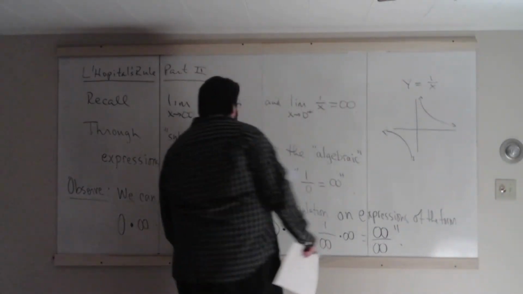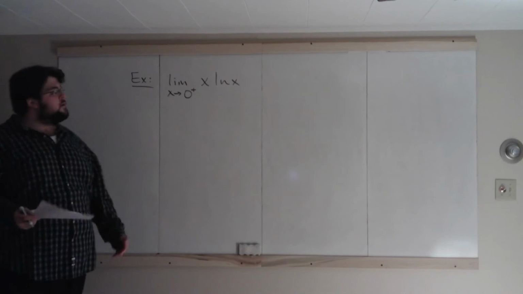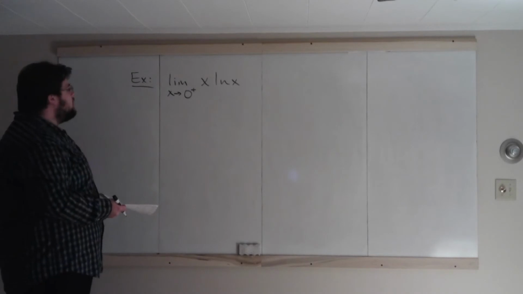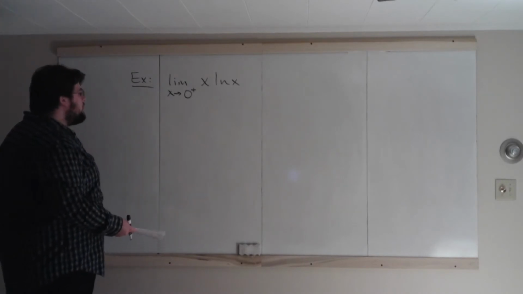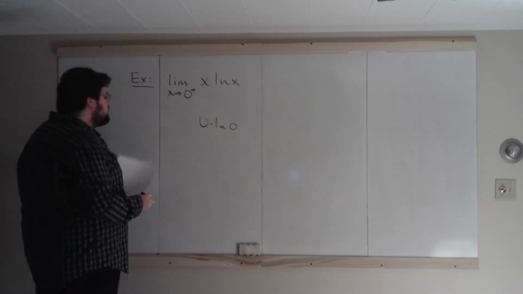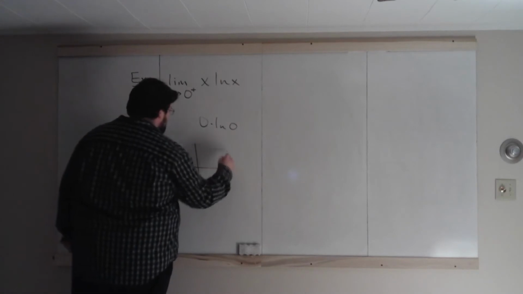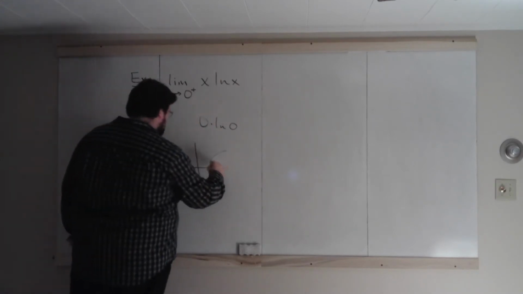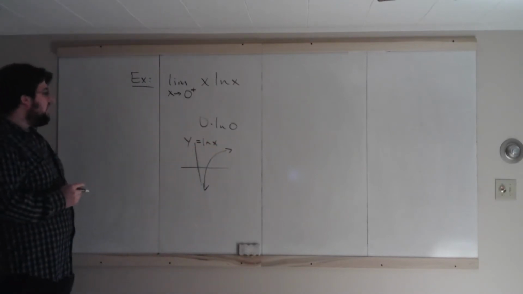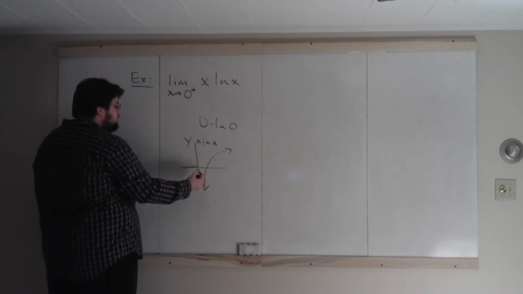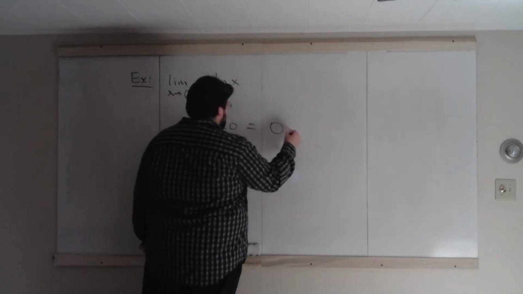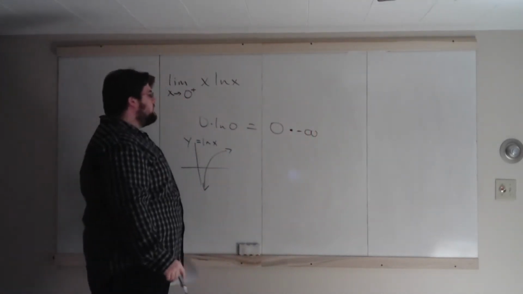So let's look at an example. So here we have the limit as x goes to 0 on the right of 0 of x times log x. Again, we will try a direct substitution. Direct substitution gives us 0 log 0. What is log 0? Well, it's not a number, but as x approaches 0 on the right, remember the log graph. Log graph looks like that. As x goes to 0 on the right, log of 0 or log of x goes to negative infinity. So we have a 0 times a negative infinity.